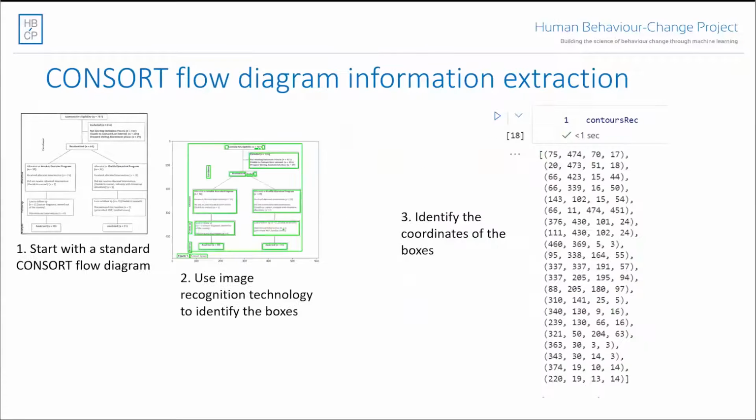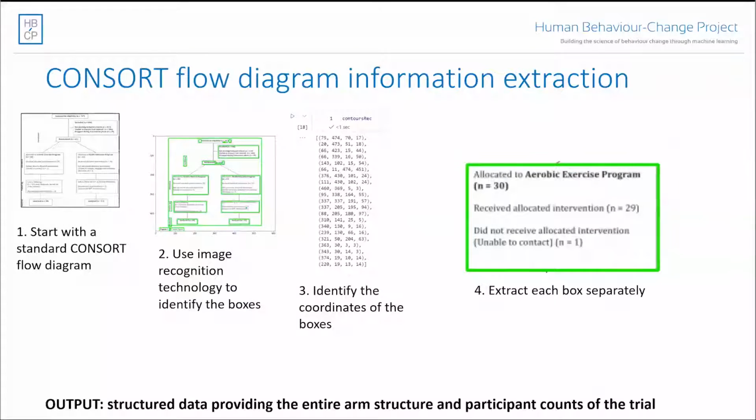And we've actually now got a really good algorithm for identifying the box structure in these CONSORT flow diagrams. What we then have, of course, is if we can draw lines around the boxes, we can know where the coordinates of the boxes are. So you can imagine we've got XY coordinates for every single box. We know how many boxes there are, and we know where they are and how big they are. What we then do is we extract, if you like, copy and paste each box separately.